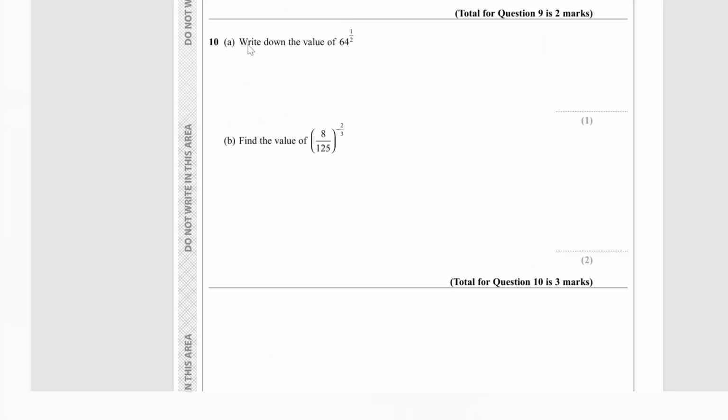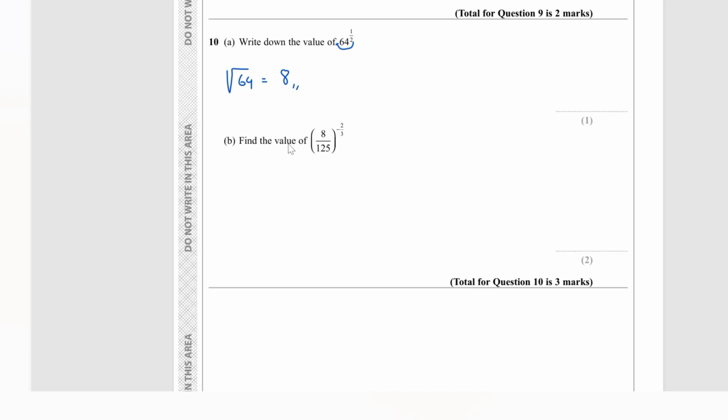For our next question here, we need to write down the value of 64 to the power of a half. Now anything to the power of a half just means to square root, because if we take this 2 over here, we are rooting this number. So the square root of 64 equals 8.